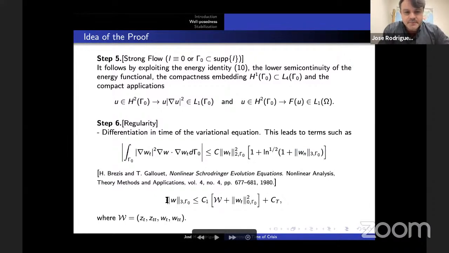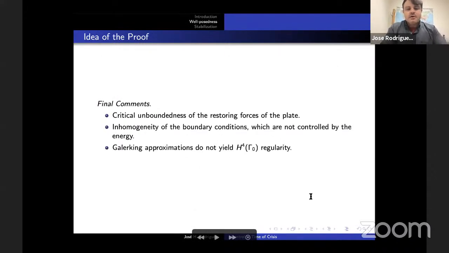We estimate this H3 norm, in the particular case of free boundary conditions, by exploiting fractional powers of this associated operator A. And we obtain an estimate like this, in which W is the derivative of our solution.